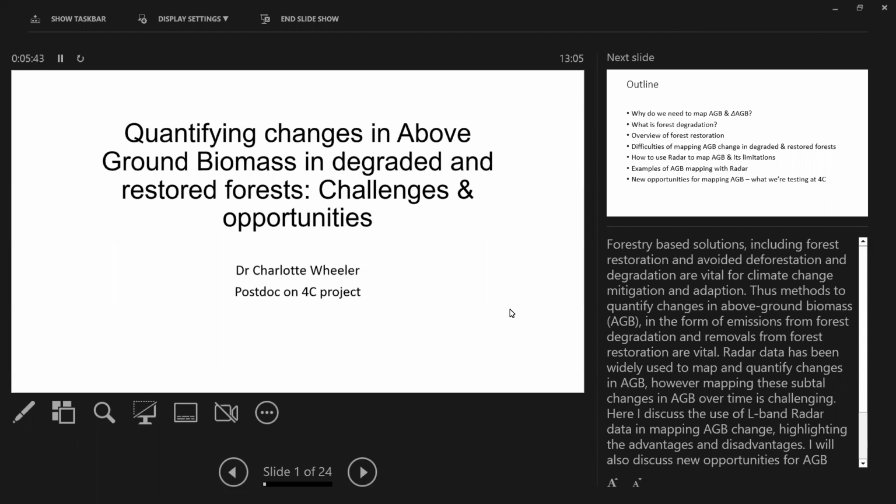Our speaker today is Charlotte, who's a postdoc working with Forestry, and he's going to talk today about quantifying changes in AGB, degraded resource forest. So, yeah, thank you.